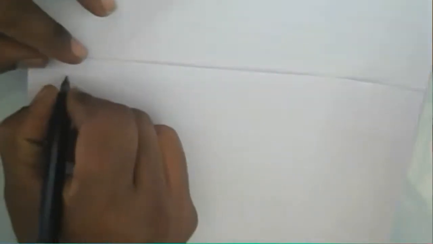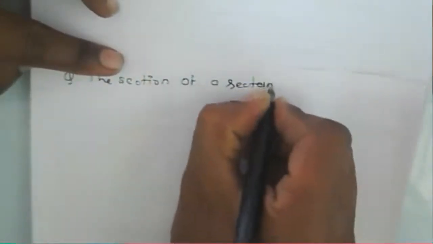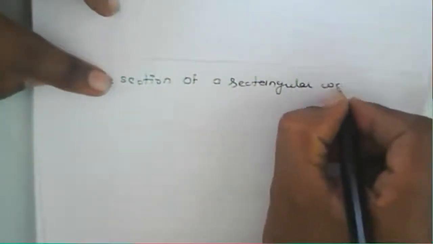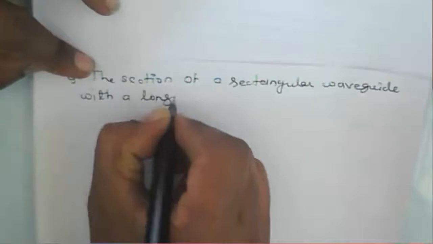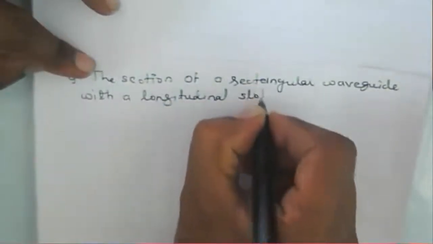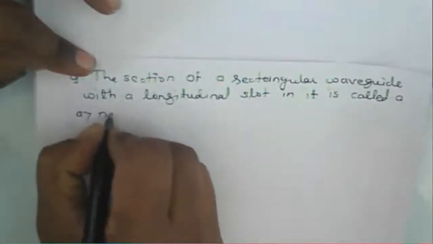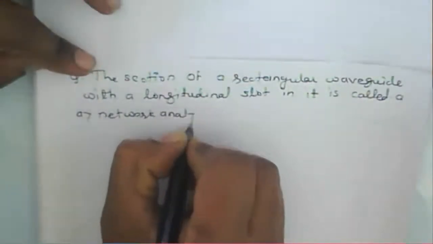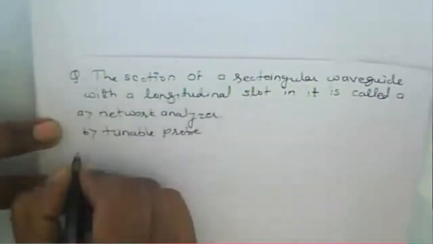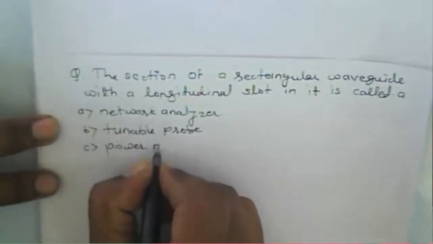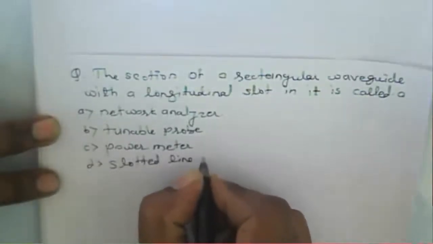Okay, next one. The section of a rectangular waveguide with a longitudinal slot in it is called: A, network analyzer, B, tunable probe, C, power meter, D, slotted line probe carriage.